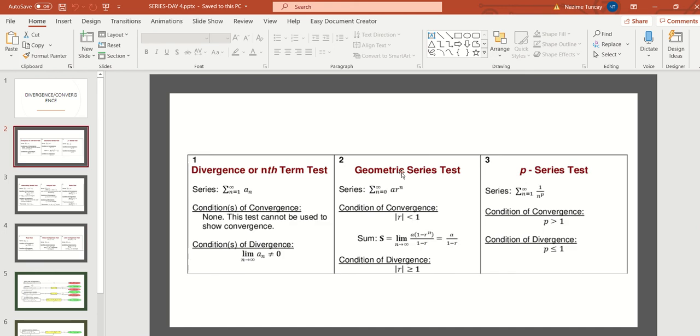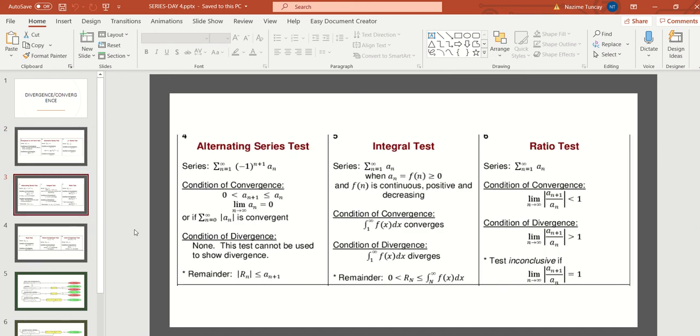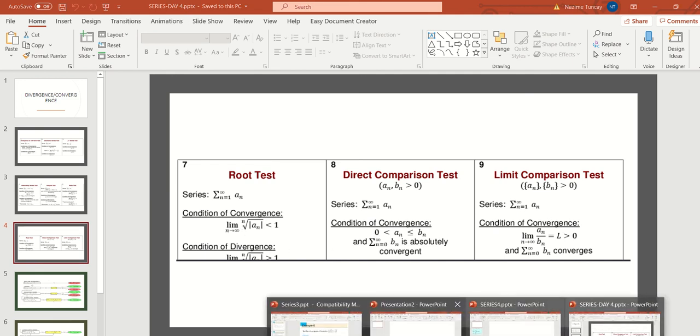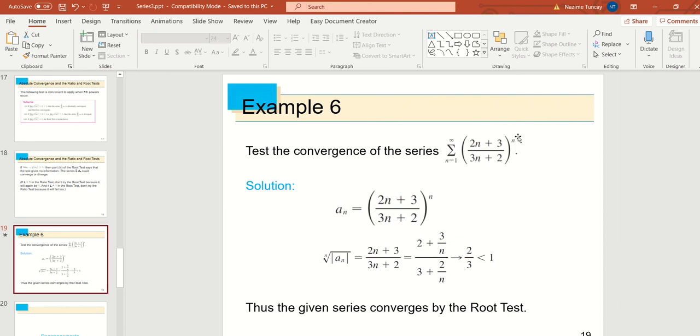So not only the geometric series and p-series, we also had a question with the root test. Why do we use the root test? Because it is easier here, because it just has an n here, and when we take the nth root, it is directly simplified.